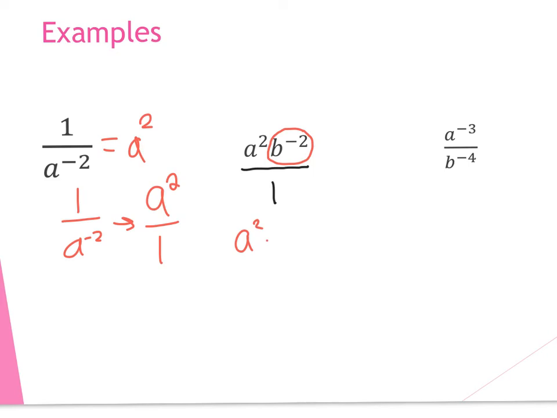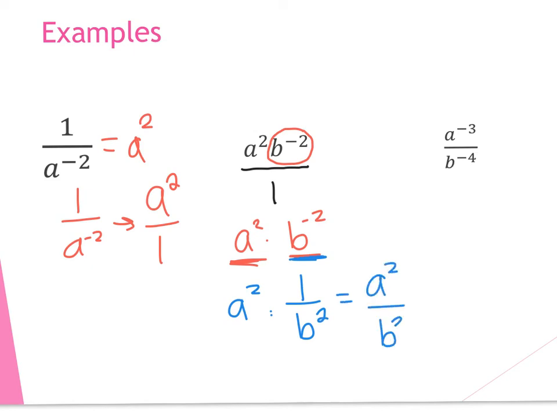So a squared times b to the negative 2. This one stays the same since it's positive. This one needs to change because it's negative. So this is a to the second times take the reciprocal, 1 over b, and then raise it to that power, positive 2. And then I could join those back together, a squared divided by b squared. So the idea is that I can split those apart just like I did before.